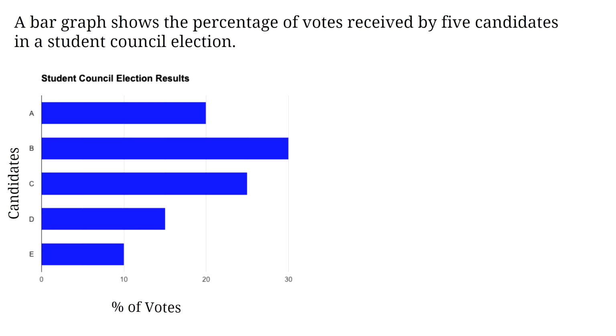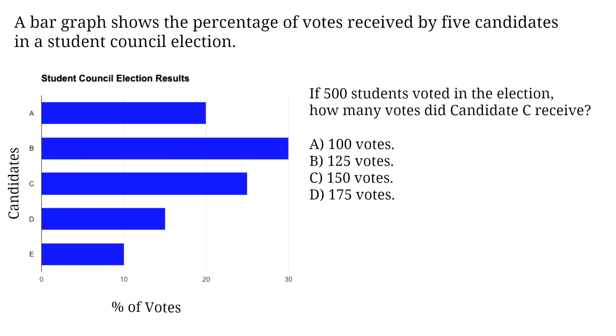A bar graph shows the percentage of votes received by 5 candidates in a student council election. If 500 students voted in the election, how many votes did candidate C receive? A. 100 votes. B. 125 votes. C. 150 votes. D. 175 votes. Questions that deal with graphs and percentages are common on the GED.